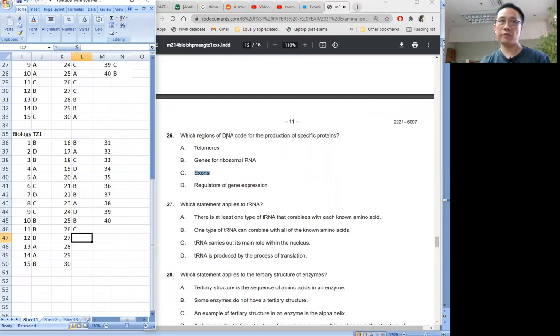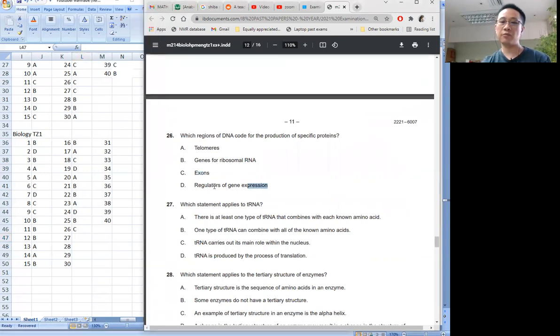Now, I guess you can still have exon regions on the DNA. The other ones I have some reservations. I'll still go for exons, even though typically we only refer to exons on the mRNA transcript.